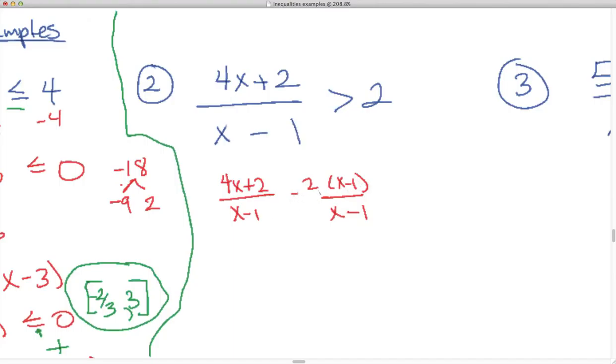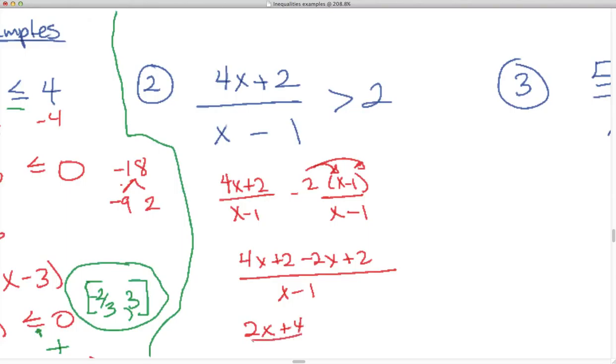And then here, when you distribute that negative 2 through, you're going to get 4x plus 2 minus 2x plus 2. Again, all I did was multiply that times both of those. And then that's all over x minus 1. So you got 2x plus 4 over x minus 1. And then if you set the top equal to 0, you're going to get a negative 2, looks like. And then the bottom equals 0 gives you positive 1. Now, both of these get open dots because there is no equal sign there.